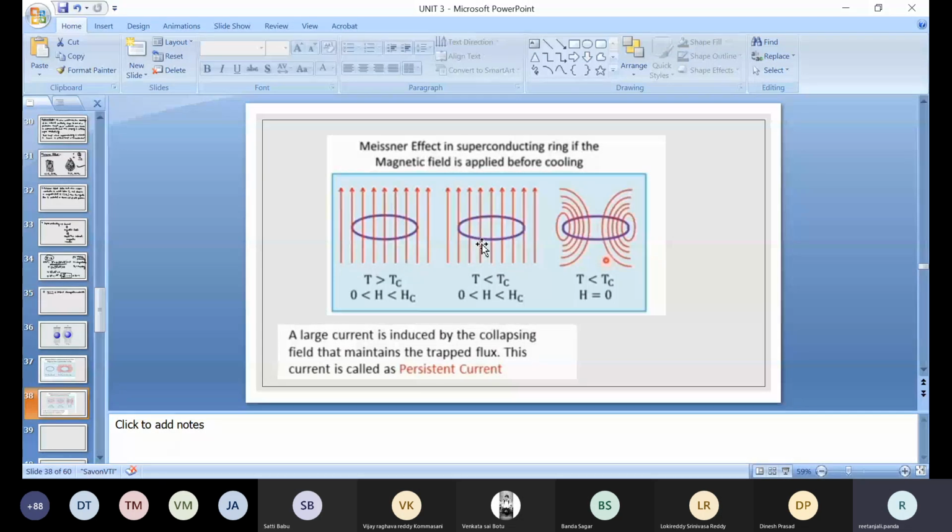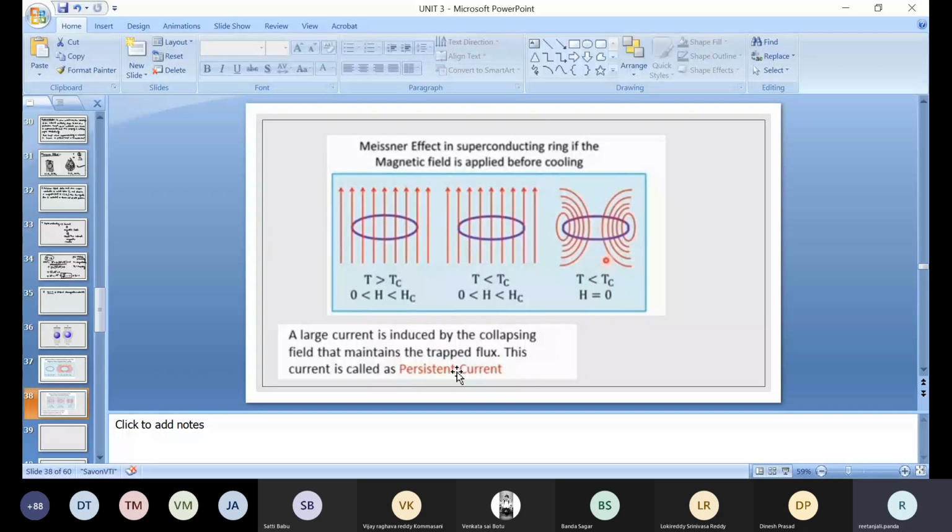So here what we are observing is that after inducing the magnetic field, if we let the temperature go below critical temperature and then we remove the magnetic field, then there is some current trapped in that ring shape of the material, that is called your persistent current. This is one of the most important effects, one of the results of your Meissner effect. So this is what you have to remember along with your Meissner effect. This is important for superconductors.